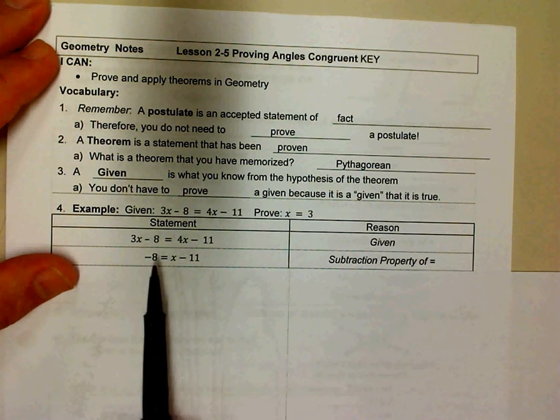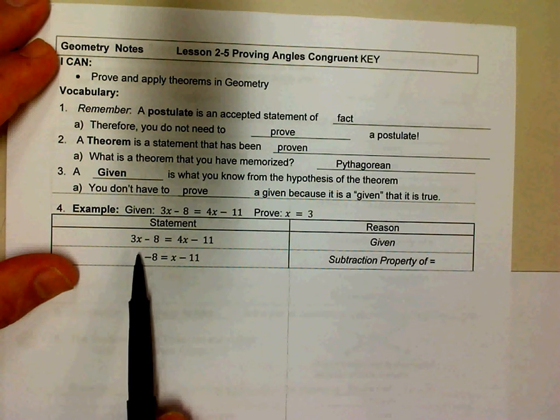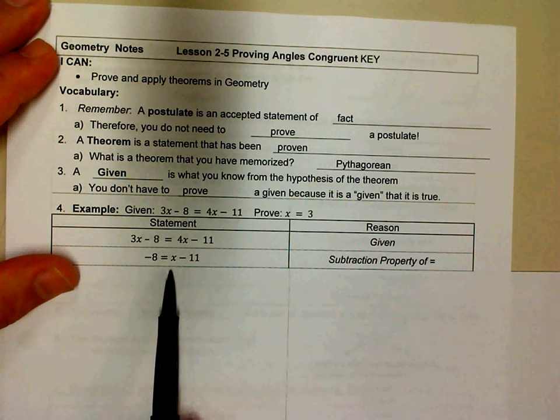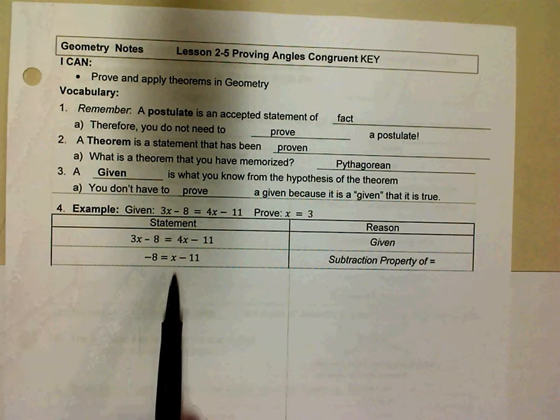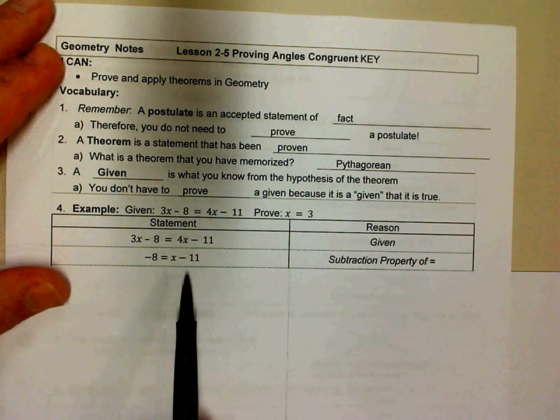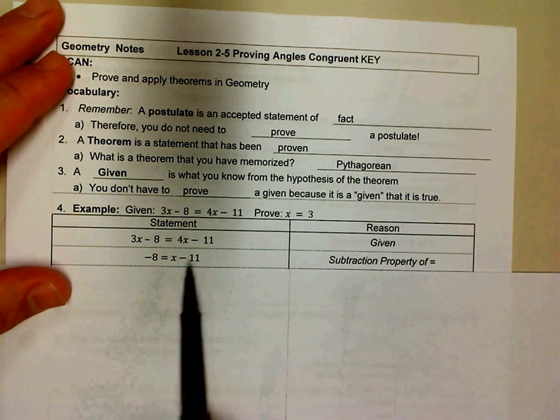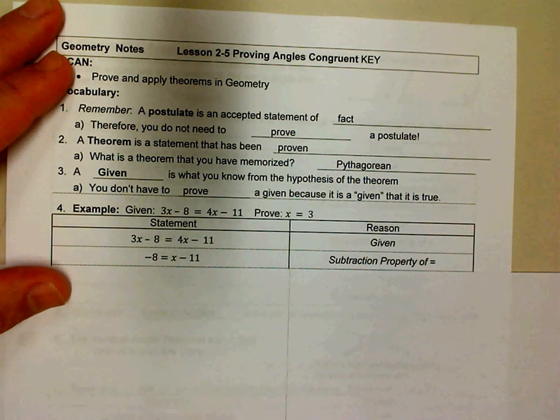Most of you already recognize to solve this, we need to subtract the 3x from both sides, and that'll result with negative 8 equals x minus 11. The reason we know that that is still an equality or a true statement is because of the subtraction property of equality.